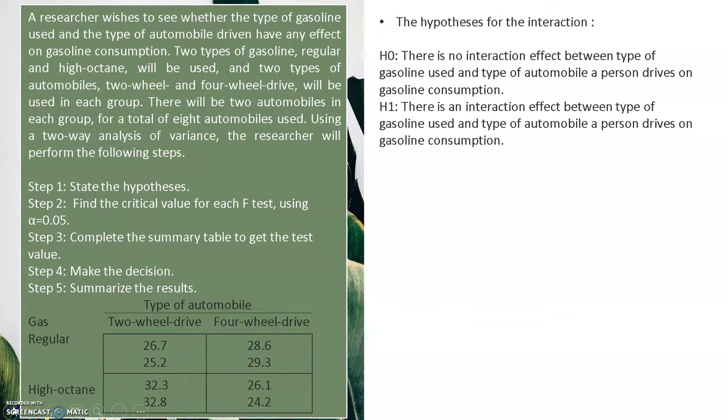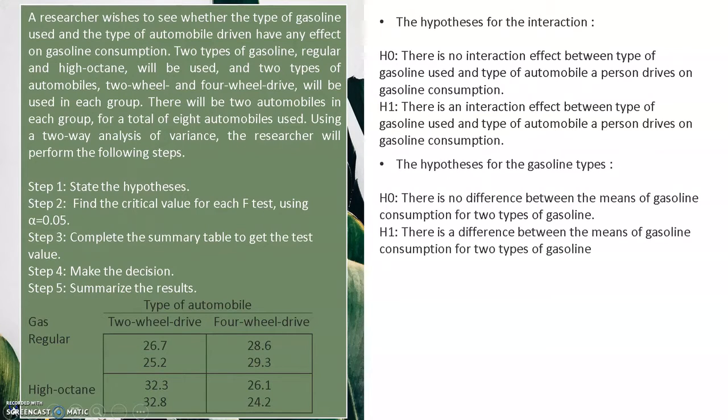H0, there is no interaction effect between type of gasoline used and type of automobile a person drives on gasoline consumption. H1, there is an interaction effect between type of gasoline used and type of automobile a person drives on gasoline consumption. Yang kedua, hypothesis for the gasoline types.